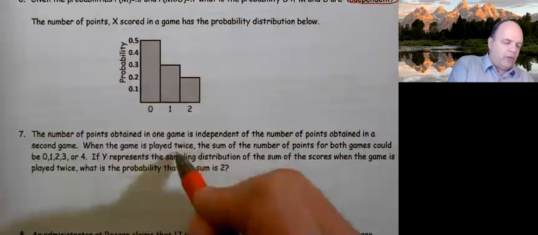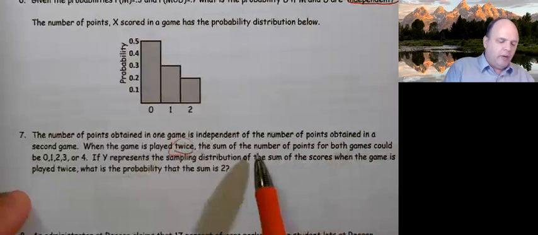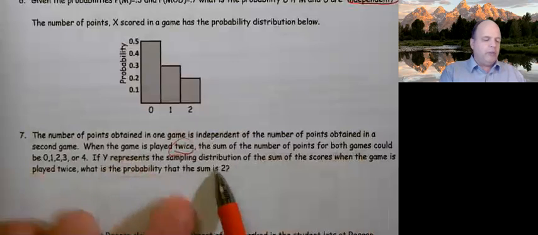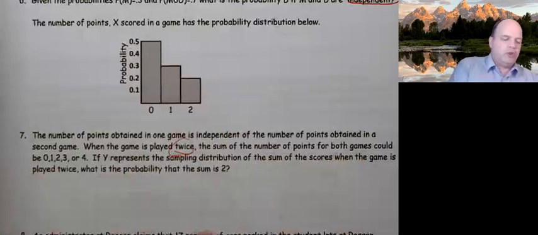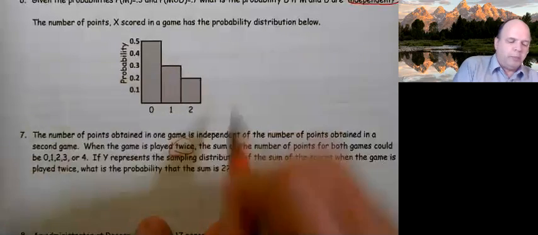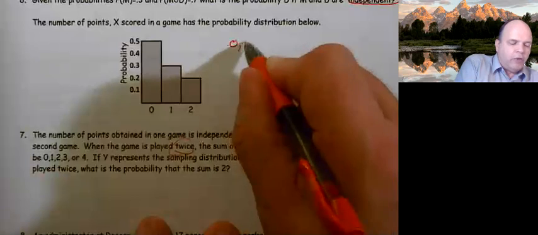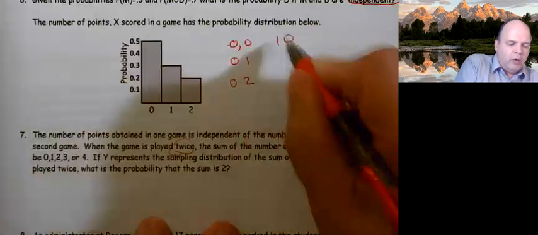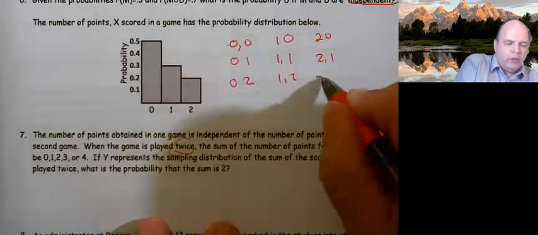When the game is played twice, there it is. As soon as they play twice, we should be looking at a table or a sample space. The sum of the number of points for the games could be 0, 1, 2, 3, or 4. If Y represents the sampling distribution of the sum of the scores when the game is played twice, what's the probability that the sum is 2? So real quickly, let's make our sample space, since the game is being played twice. We can get a 0 on the first game and a 0 on the second game. A 0 and a 1, a 0 and a 2. A 1 and a 0, a 1 and a 1, a 1 and a 2, a 2 and a 0, a 2 and a 1, a 2 and a 2.